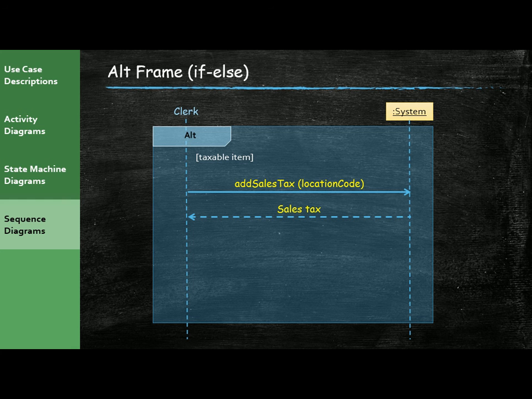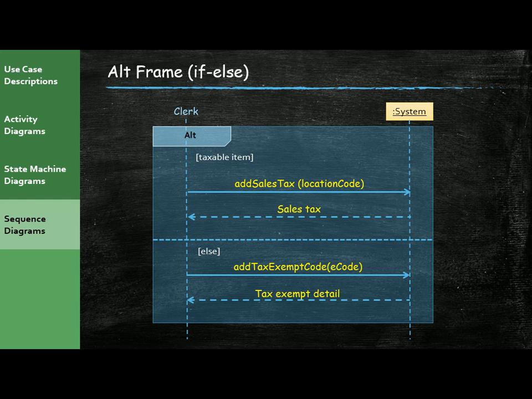So our guard condition in this case is the clerk is going to add sales tax if it's a taxable item. So if we have an item that's taxable, we are going to add sales tax with a location code because sales tax is going to be different depending on the location. Then our system is going to return the amount for the sales tax. So that is the first part. Then we have a line that separates to our next guard condition. So our next guard condition is else.